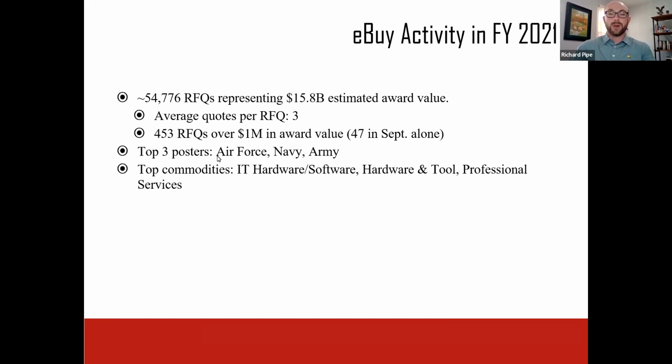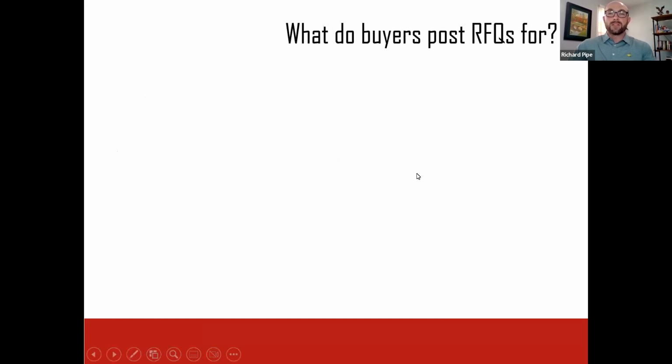Our top 3 posters were Air Force, Navy, and Army. And some of our top commodities were IT hardware and software, hardware and tools, and professional services. So let's give you some examples of what people are posting RFQs for, so you can figure out, okay, are my requirements applicable?